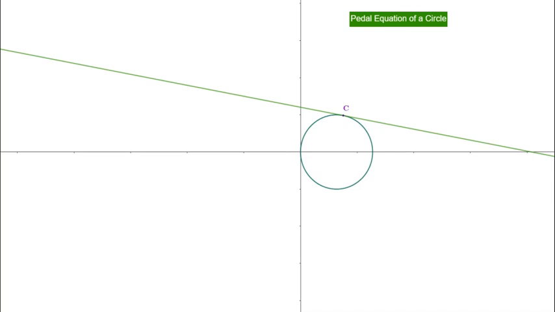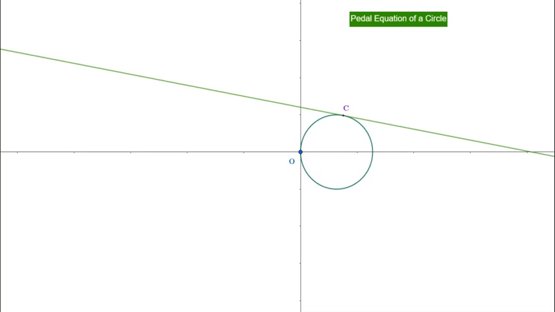Let us look at the pedal equation of a circle. So let's first of all draw the circle. Let's take a point on that circle, C. Let's draw a tangent at C. O is the pole or the center.